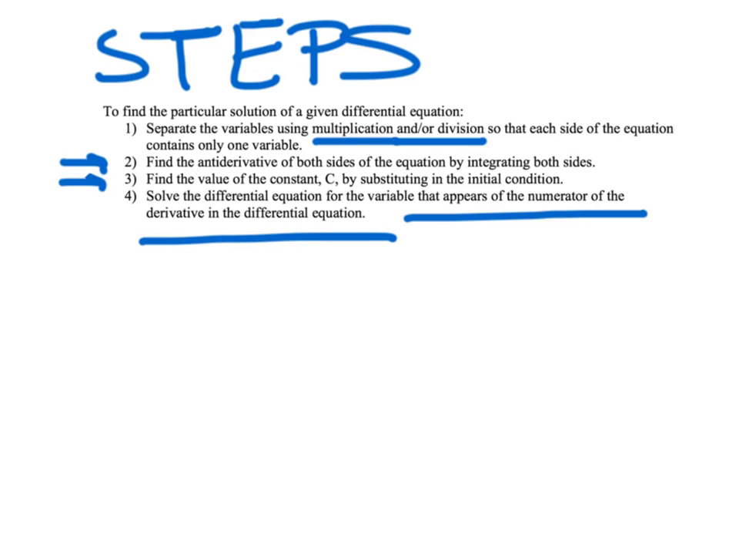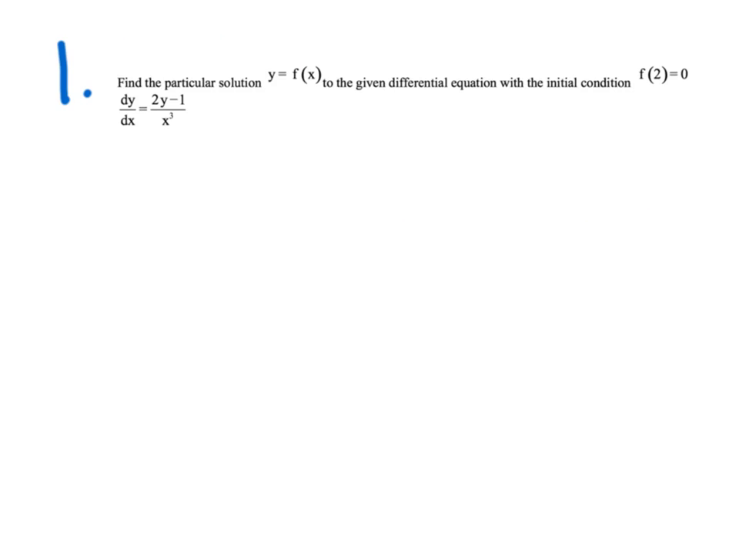All right, so let's attack our first problem. Find the particular solution to y equals f of x, the given differential equation with initial condition f of 2 equals 0, for dy/dx equals (2y minus 1) over x cubed. All right, so again, I just want to stress that this is like saying the point (2, 0) is on the curve f of x. So that's clearly my x, and this is clearly my y on this function.